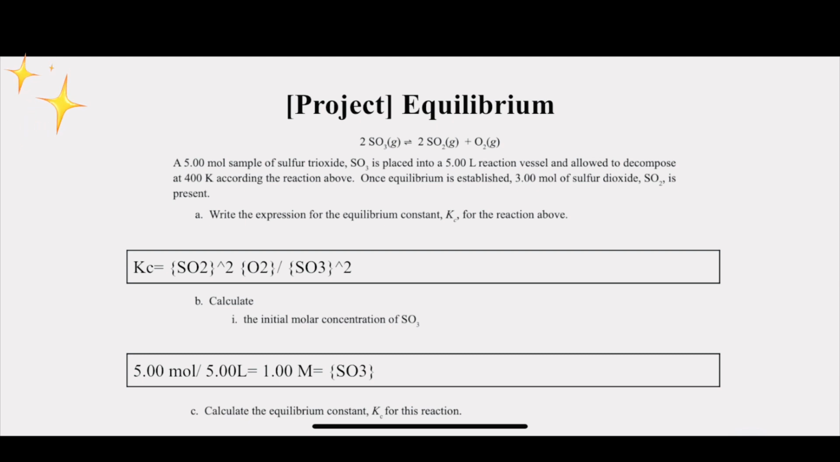Hi, the first problem is A. 5.00 moles of sulfur trioxide, SO3, is placed into a 5 liter reaction vessel and allowed to decompose at 400 K according to the reaction above. Once equilibrium is established, 3.5 moles of sulfur dioxide, SO2, is present. Write an expression for the equilibrium constant Kc for the reaction above.